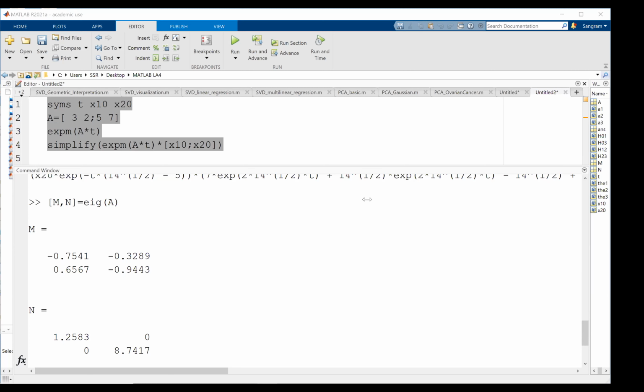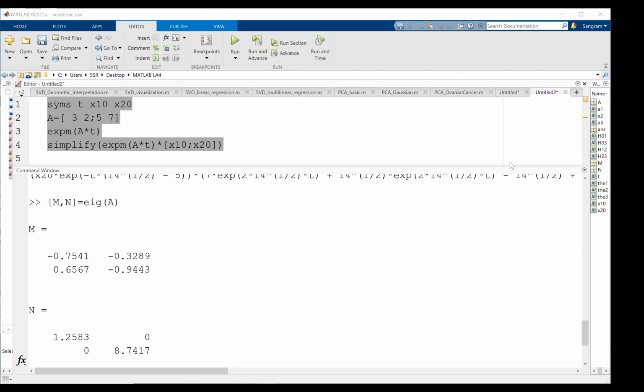Now, one issue that I want to talk about briefly is what happens if the eigenvalues are repeated. In this case, we found two distinct eigenvalues. But in certain cases, eigenvalues could be repeated. In that case, the problem becomes slightly complex because you need to make sure there is an independent eigenvector.